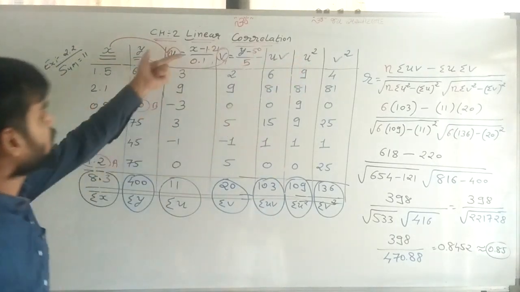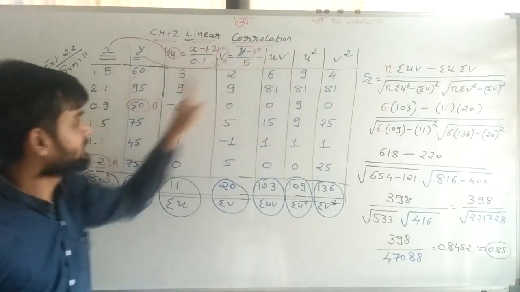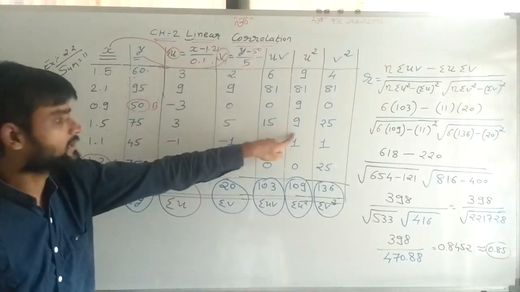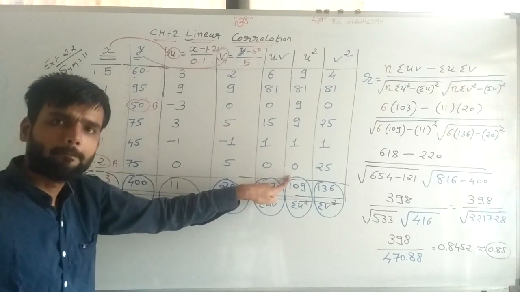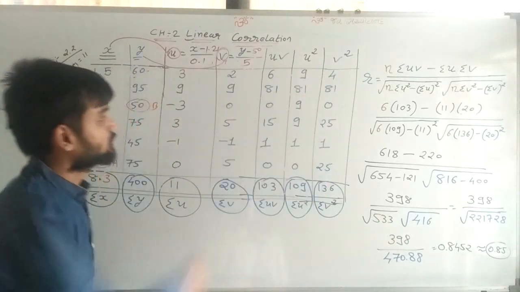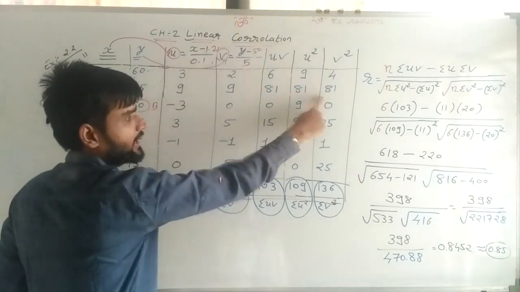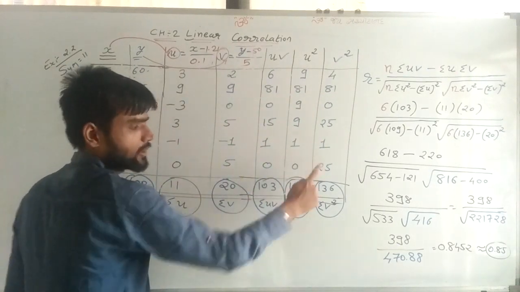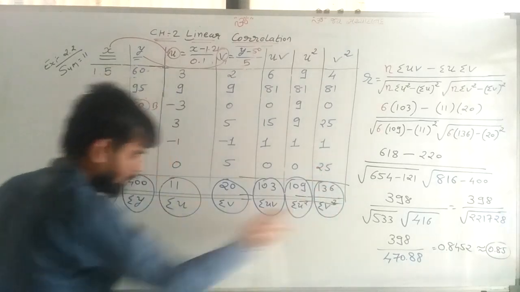Now, u square. So make the square of all values of u. 3 square 9, 9 square 81, 3 square 9, 3 square 9, 1 square 1, 0 square 0. Simple. Same for v square. So make the square of v. 2 square 4, 9 square 81, 0 square 0, 5 square 25, 1 square 1, 5 square 25. Total of v square.